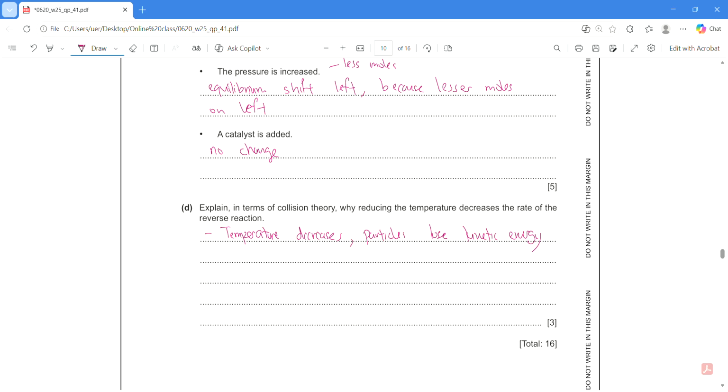Okay, or you can mention that kinetic energy decreases. So what happens next is, for the reaction to happen, you need collision between the particles to produce enough activation energy so that the reaction can happen. So if kinetic energy decreases, your rate of collision between the particles will decrease.